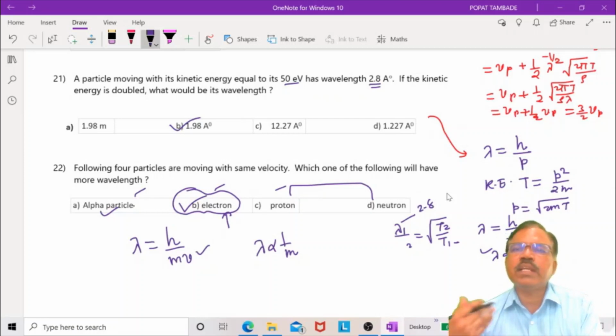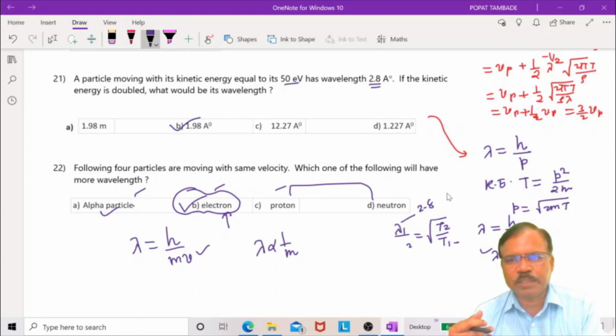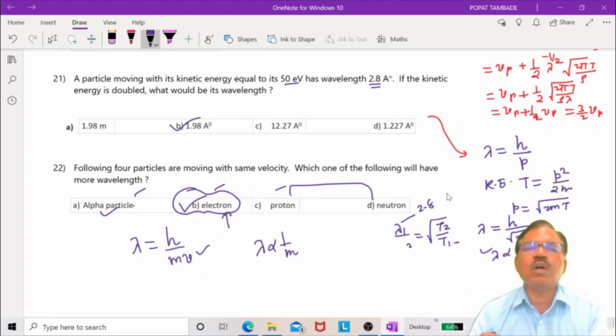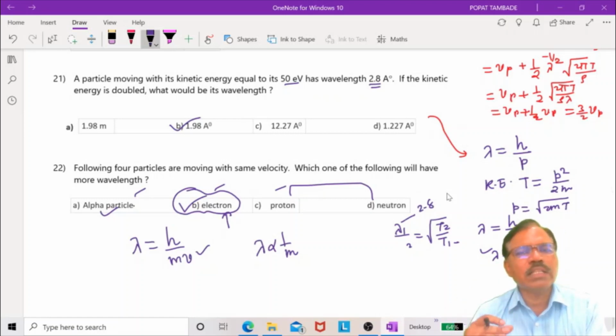Like this, you will get questions in the examination from the first topic. So you have to go through all the formulas, all the definitions in this chapter. Then you will be able to solve multiple choice questions.